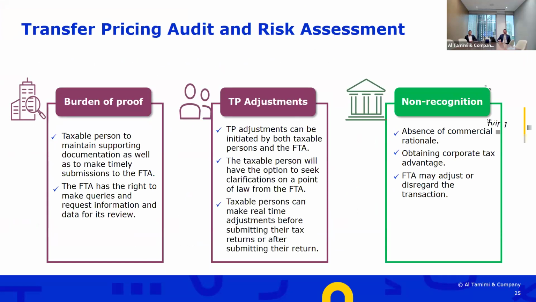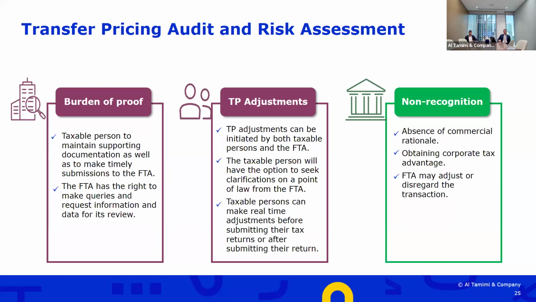And so moving on to transfer pricing audits and risk assessments, the burden of proof in demonstrating that the arm's length principle is complied with initially falls on the taxpayer. The taxable person is required to maintain supporting documentation and to make timely submissions to the FTA in line with the requirements that are applicable to it based on the materiality thresholds that Yanis had discussed earlier. And the FTA does have the right to question and make requests for information and review the data, and it's on the taxable person to respond to and to justify any questions that are raised by the federal tax authority.